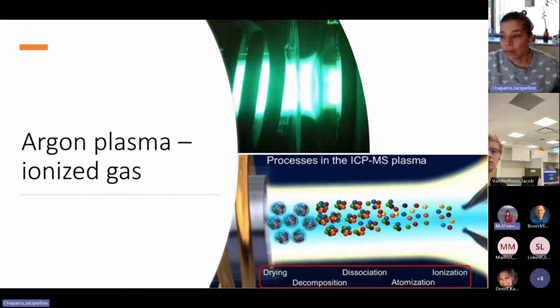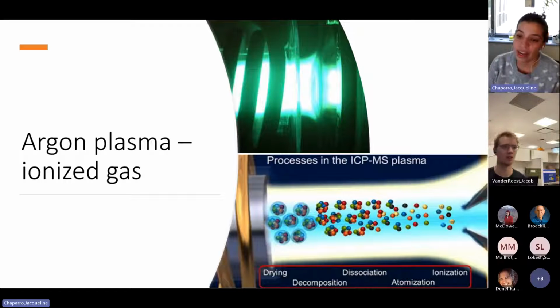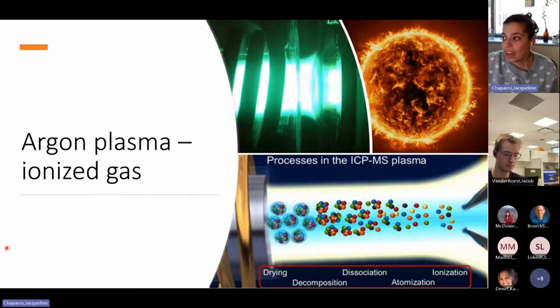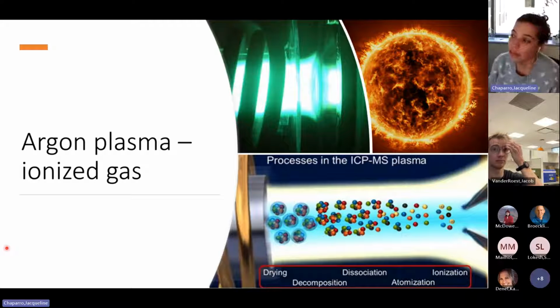The plasma that is created is with argon gas, so it's an argon plasma, which creates an ionized gas. Here you can see what the plasma looks like. In this plasma, a lot of things are happening. The small droplets are drying, then we have decomposition, dissociation, atomization, and then ionization, which is ultimately what the mass spec will be measuring. And the interesting thing about the plasma is that its temperature is the same as the temperature of the surface of the sun, so over 10,000 degrees Celsius.